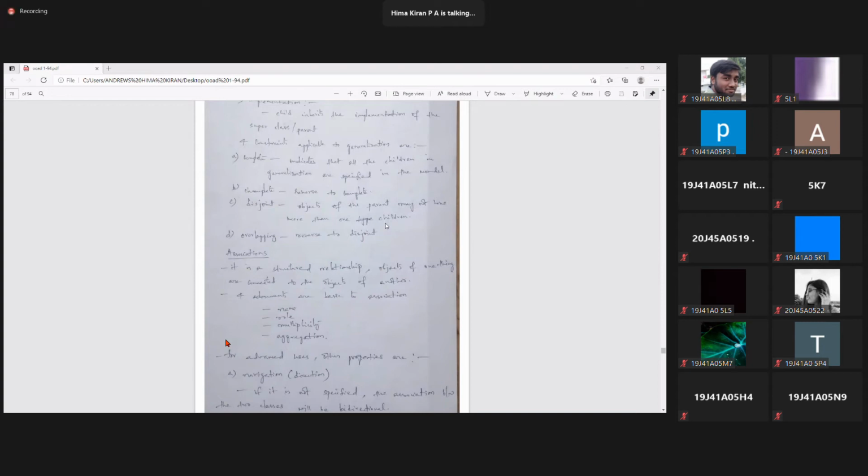Can anyone tell me what is the difference between a single inheritance and multiple inheritance?